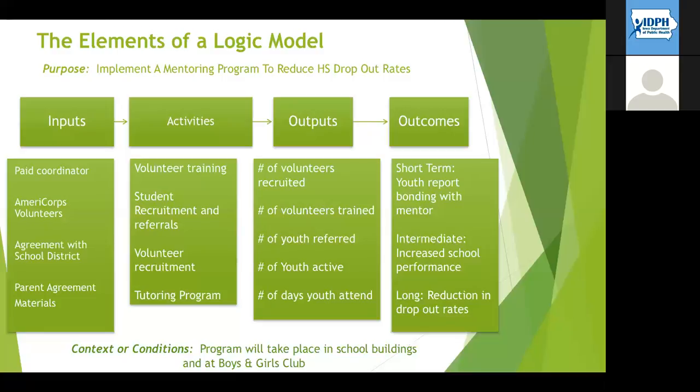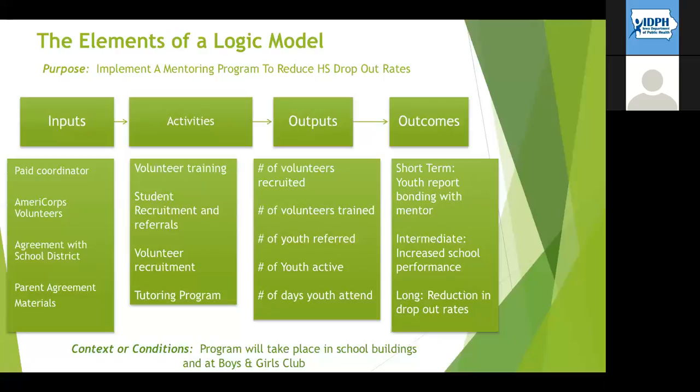So then the outputs become very, very simple. For each one of the activities, you're going to have a corresponding output. So at this point, it's very, very easy. The inputs are the resources, the activities are the pieces that you're going to do to implement the program, and the outputs are going to be how you're going to measure each one of those activities.